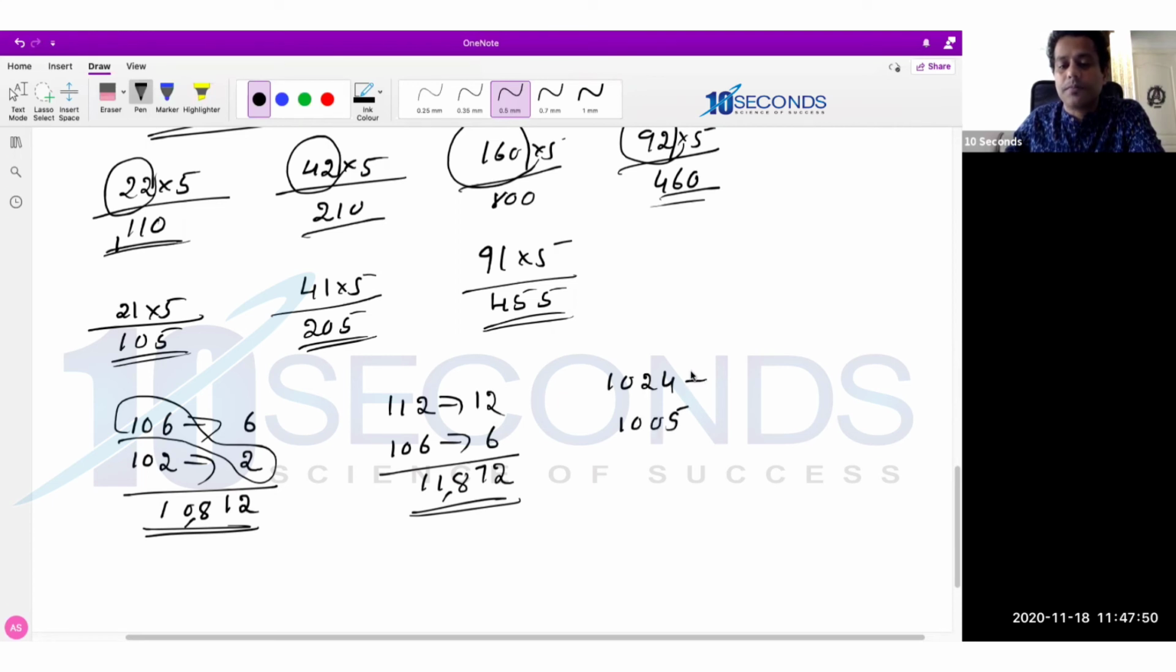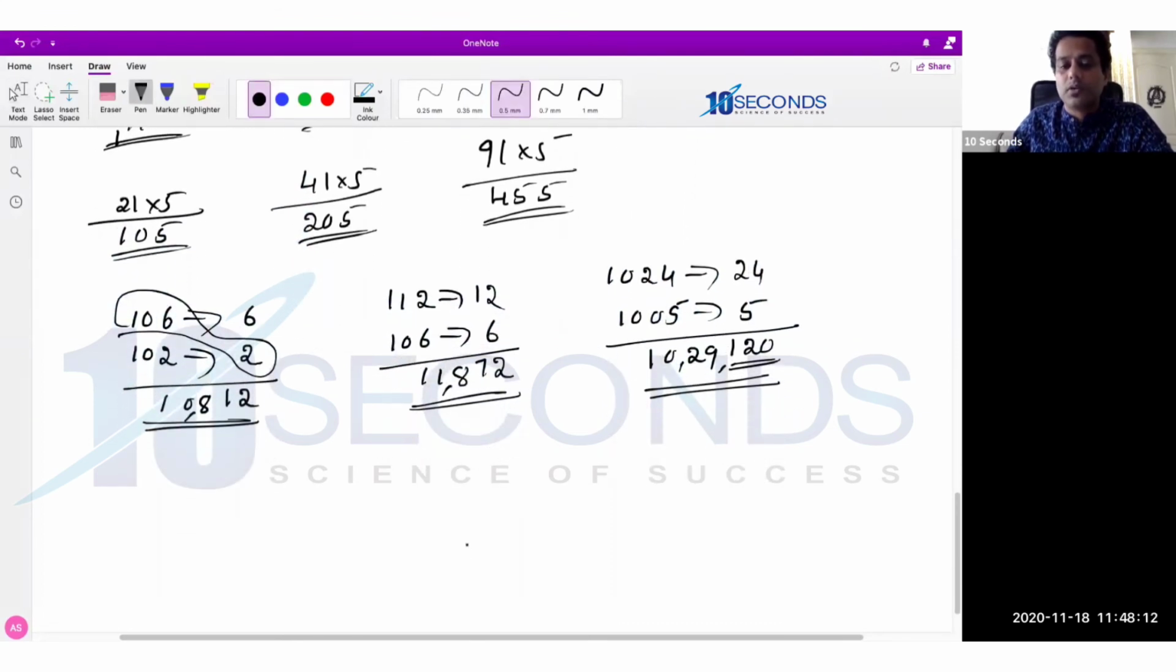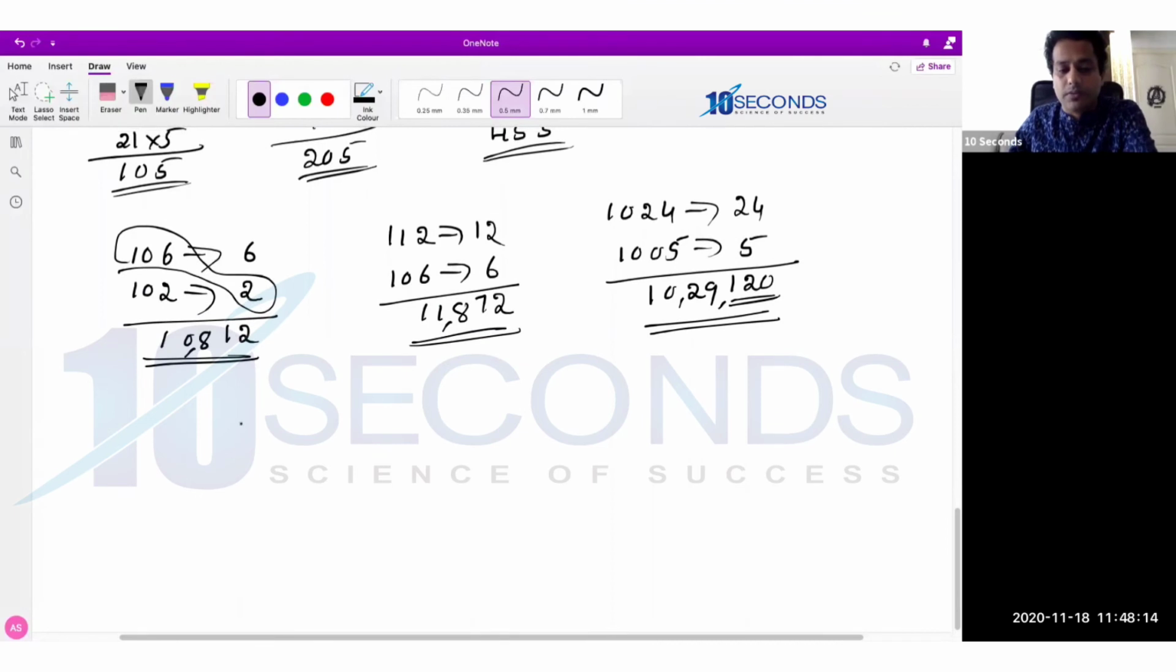Say 1024 into 1005. 24 more than 1000, 5 more than 1000. What is 24 into 5? 120. How many digits? 3 digits. Anything to carry? Nothing to carry. 1024 plus 5 is what? 1029. 10 lakh 29,120.